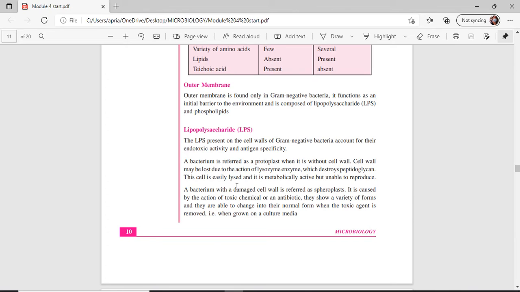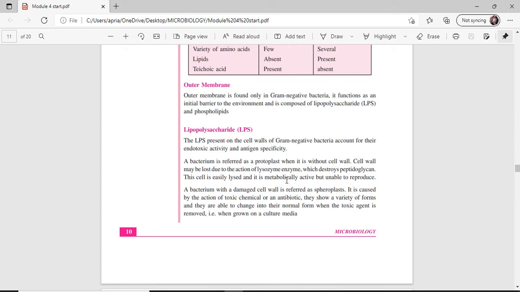Okay, a bacterium is referred to as a protoplast when it is without cell wall. Okay, your cell wall may be lost due to lysozyme enzymes which destroy your peptidoglycan. This cell is eventually lysed. Okay, if we are talking about microbiology or mga cells, okay, if you read or heard the term lyse, okay, it means killing the bacteria. Okay, or sa mga names, mga lyse nga muna. Okay, it refers to killing the bacteria. Okay, or eating it, phagocytizing it.